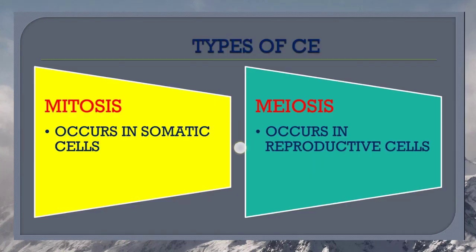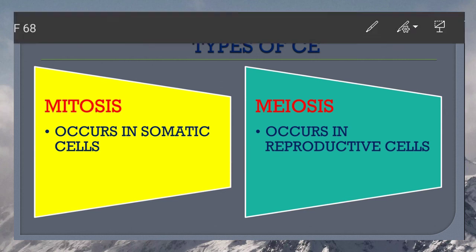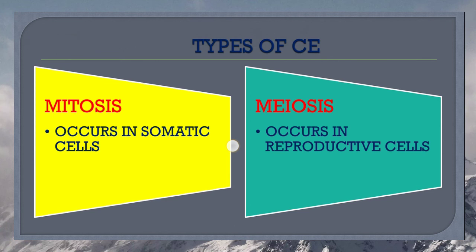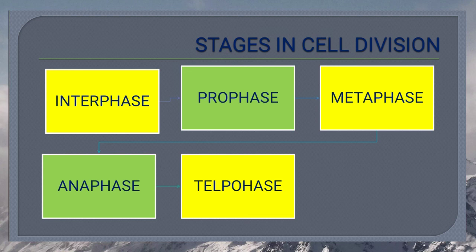Now coming to types of cell division. There are two types of cell division, mitosis and meiosis. Mitosis occurs in somatic cells, that is normal cells. Meiosis occurs only in reproductive cells. Stages in cell division. Whether it is meiosis or mitosis, these are the stages involved in cell division. First stage interphase, second prophase, metaphase, anaphase and telophase.